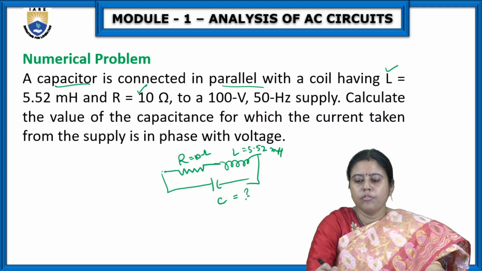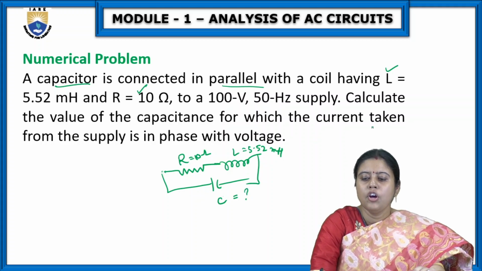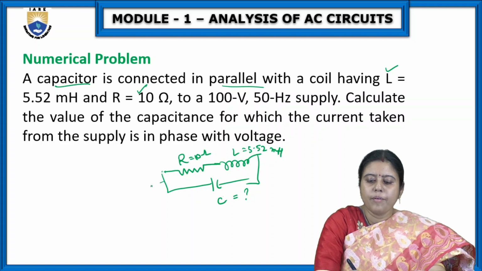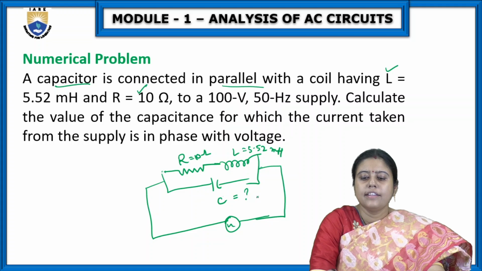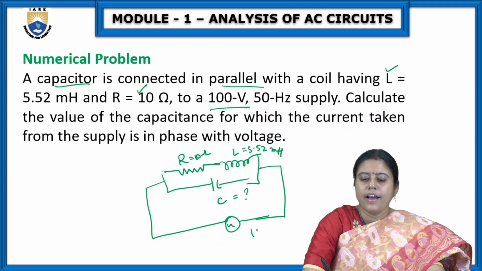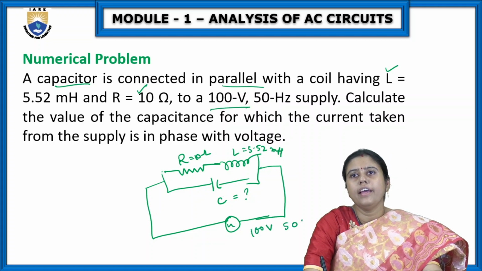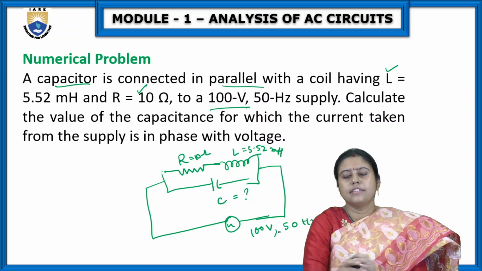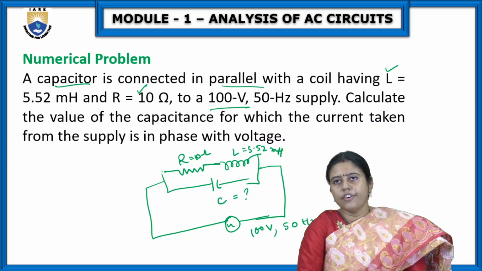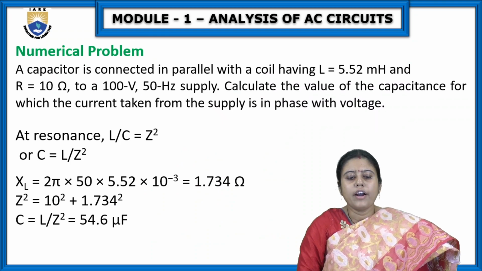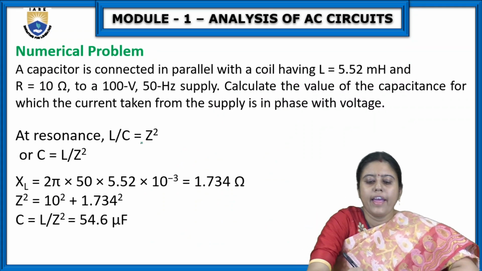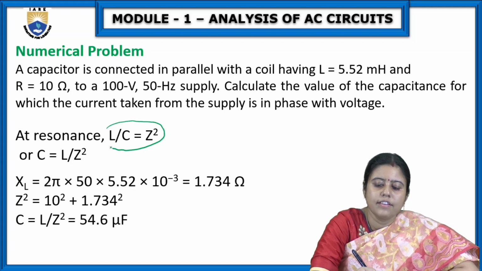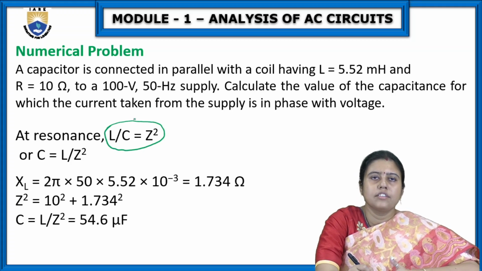We have to calculate the value of the capacitor, given the current taken from the supply voltage. What is the value of the supply voltage? The supply voltage is given as 100 volt, 50 hertz. So what is happening here? First we know that Z square is equal to L by C. We have just got it.